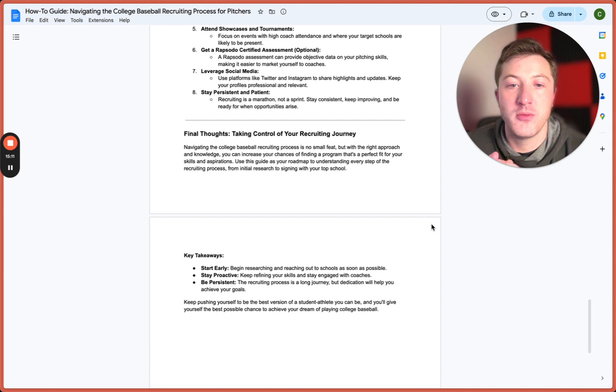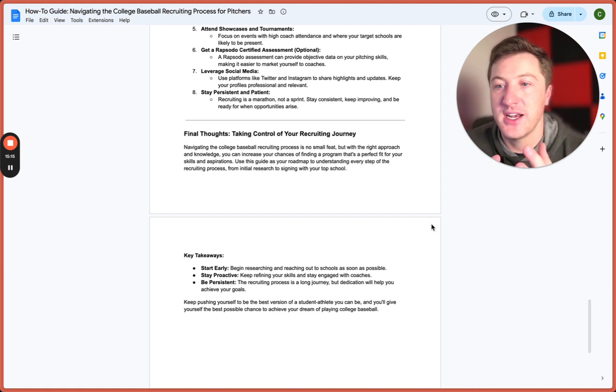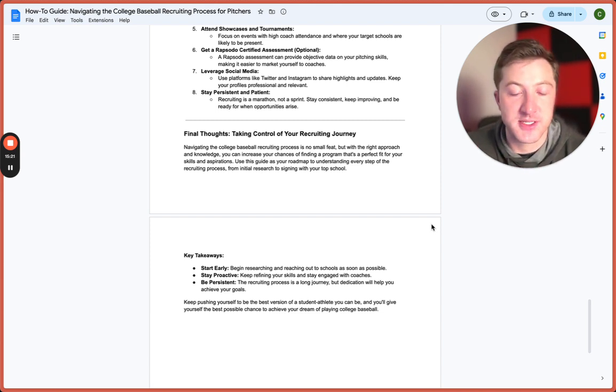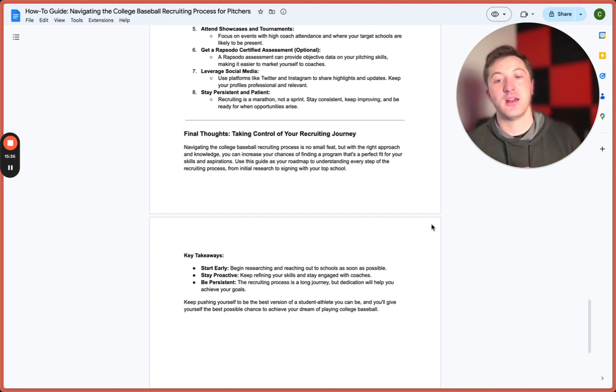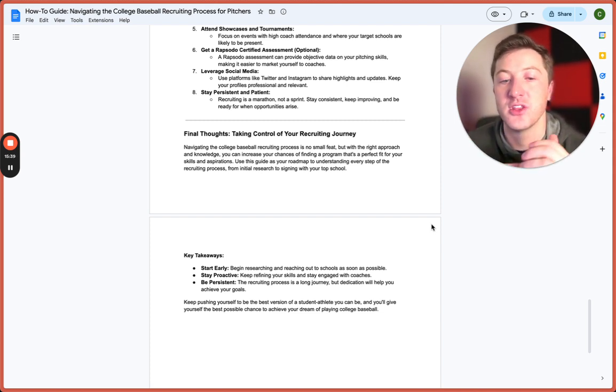Use this guide as a roadmap to understand every step of the recruiting process, from initial research to signing with your top school. So make sure to always remember to start early, begin researching and reaching out to schools as soon as possible, stay proactive, keep refining your skills, and stay engaged with coaches, and then be persistent. The recruiting process is long and arduous, but if you stay dedicated, it will help you achieve your goals. Make sure to keep pushing to be the best student athlete that you can be, and you'll give yourself the best option and the chance to achieve your dreams of playing college baseball.